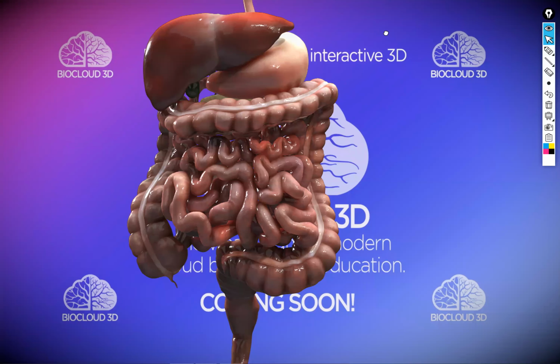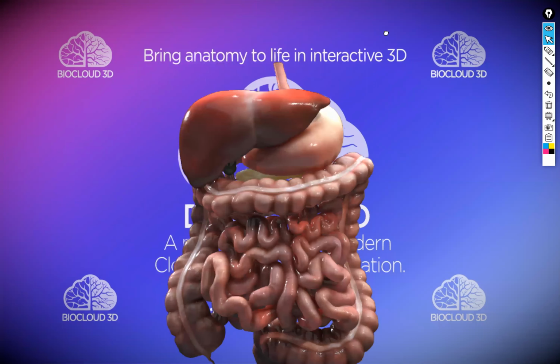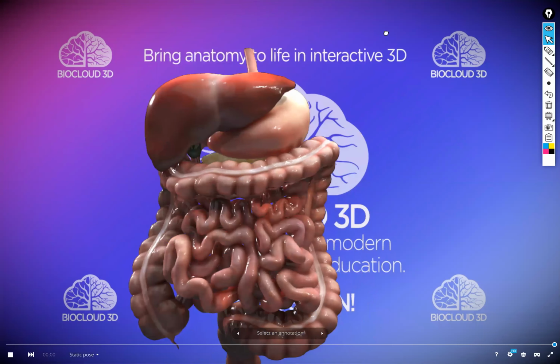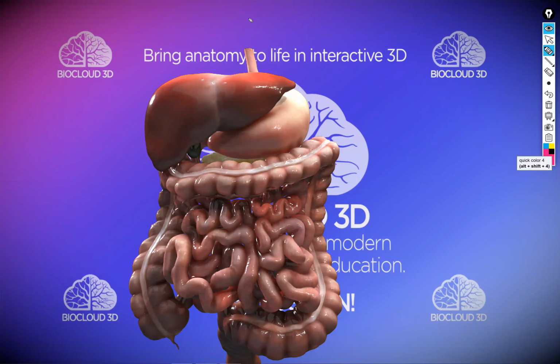All right, so here we have some shiny guts. This is the human digestive system. It doesn't contain any of the pharyngeal structures of the digestive system, which means all of the stuff that's up here. So we'll do that in a different video and different session with a different model, but this has a lot of good stuff in it.